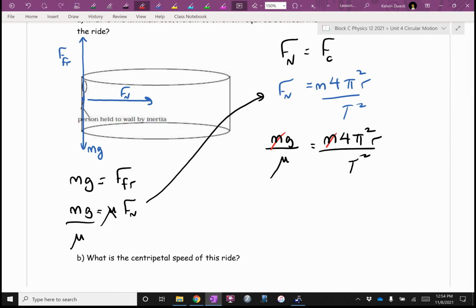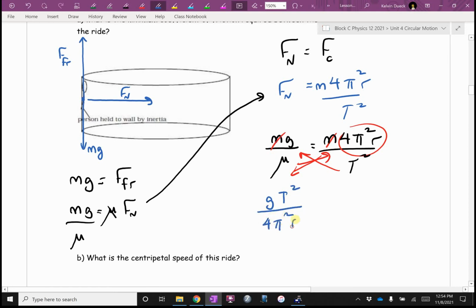Stuff moves diagonally. The mu is going to move to the top. The 4 pi squared r is going to move to the bottom. T squared moves to the top next to the g. Right? Stuff moves like that. Is that okay? We're going to get g t squared over 4 pi squared r. That equals mu. Now we'll find out if I made up decent numbers.